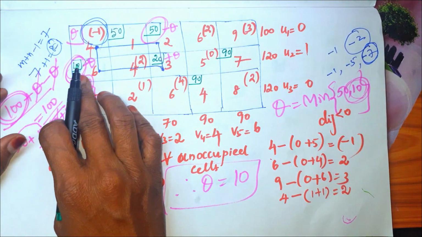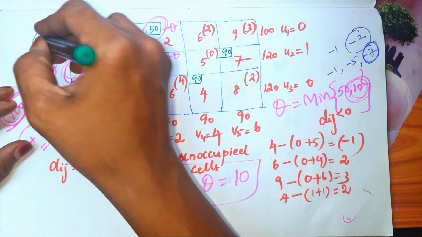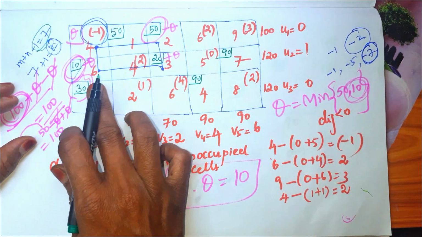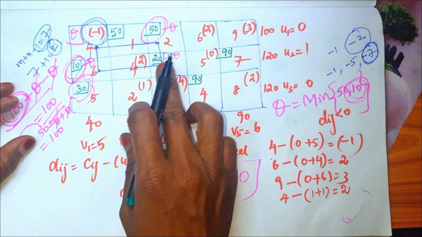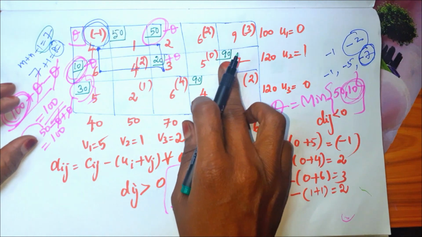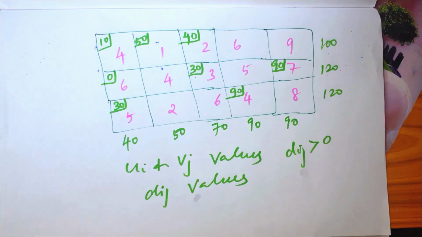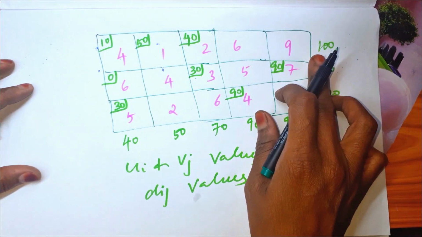Here we are removing the allocation. Now the total number of allocations will remain the same, m plus n minus 1, that is 7. Here 20 plus 10 is 30, and here 90, no change, 30, no change, and this is 90, no change. So these are the new allocations that we got.